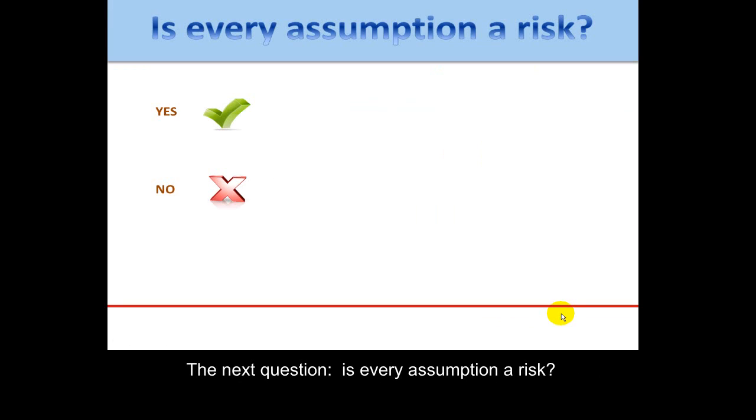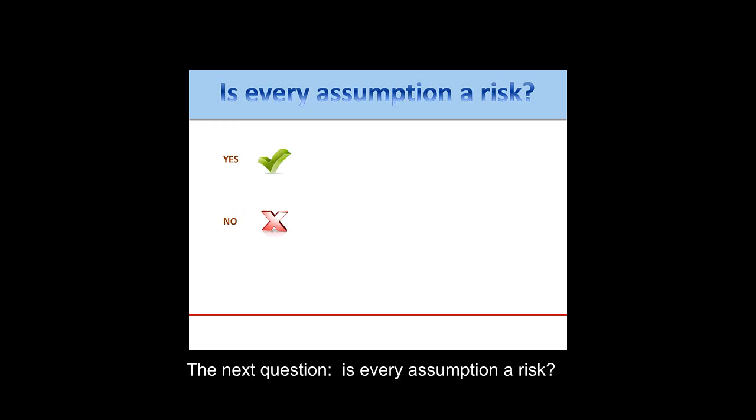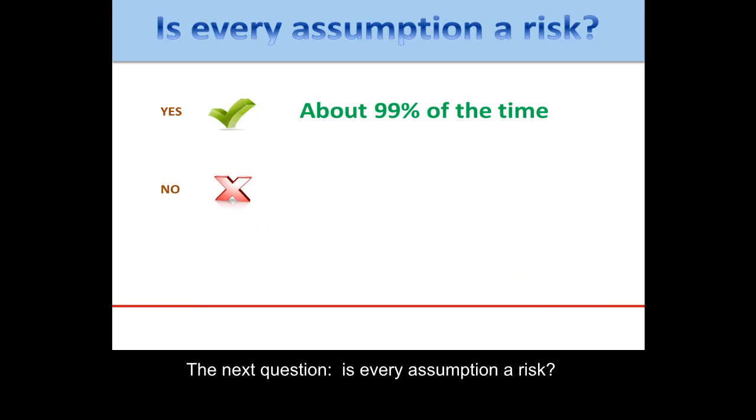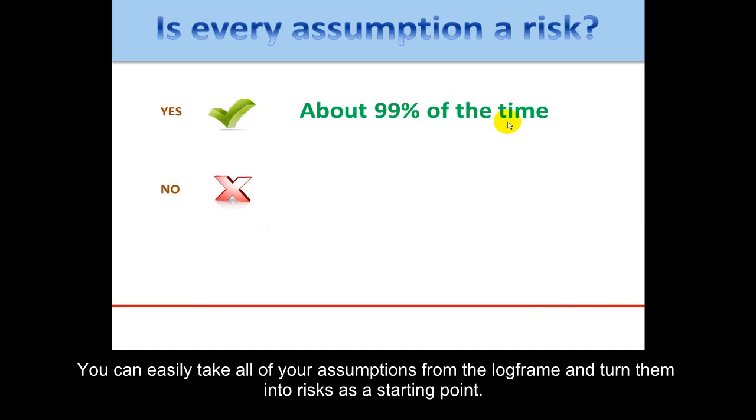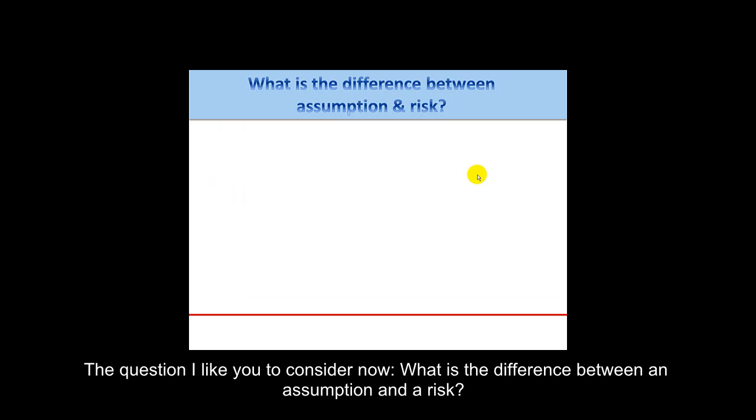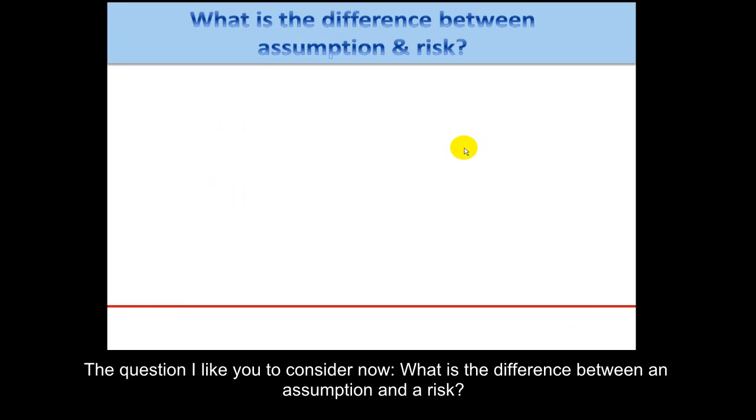Here's the next question. I'd like you to think about an answer. Is every assumption a risk? My answer is yes. At least I think about 99% of the time an assumption becomes a risk. So you can easily take all of your assumptions from the log frame and turn them into risks as a starting point. The question I'd like you to consider now: what is the difference between an assumption and a risk?